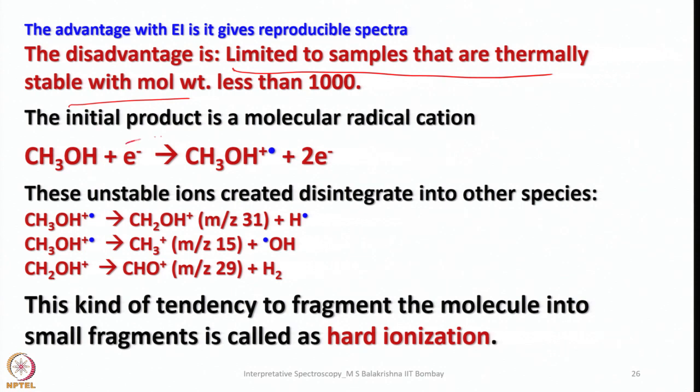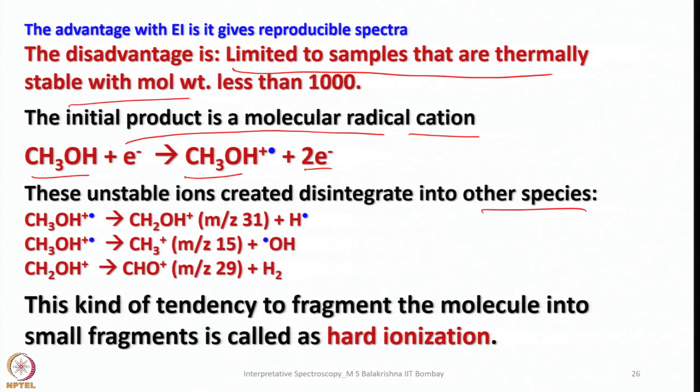What happens in the chamber here? The initial product is a molecular radical cation. So for example, we have methanol. It will lose an electron to generate CH3O plus, a cationic radical, plus 2 electrons come out. These unstable ions created disintegrate into other species.